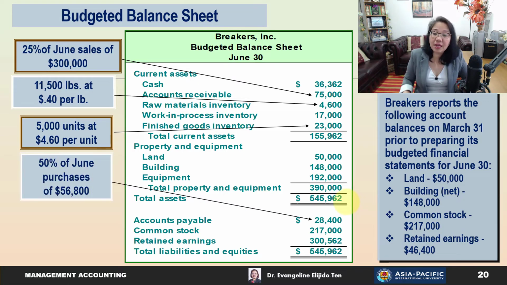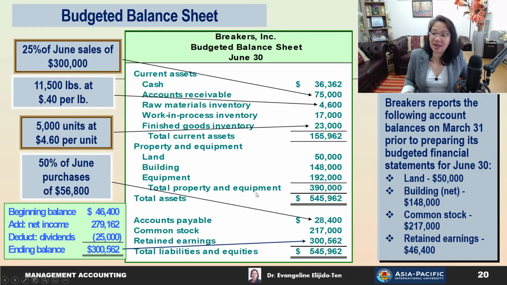$545,962. Now the accounts payable is actually 50% of June purchases. Remember that we have $56,800 worth of purchases in June and we pay half in the month and the other half the following month. So we have $28,400 accounts payable. Then the common stock is as given here, $217,000, and then we calculate the retained earnings.